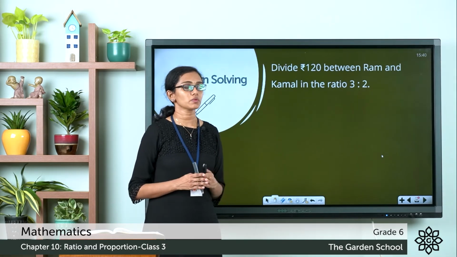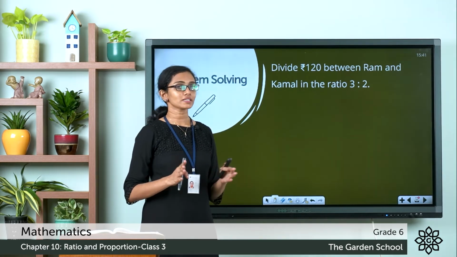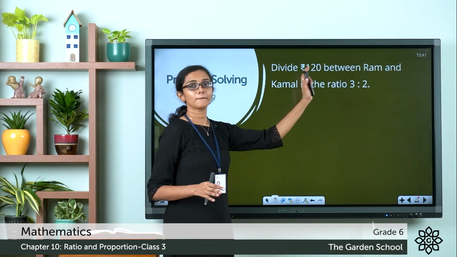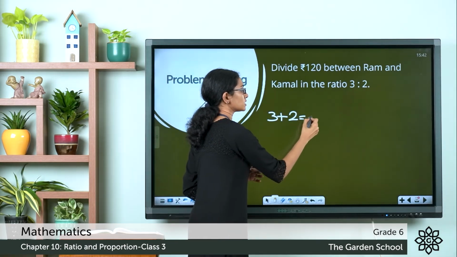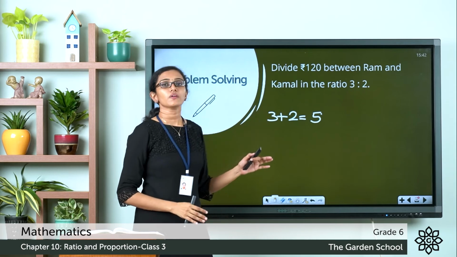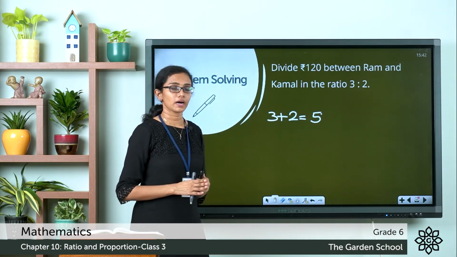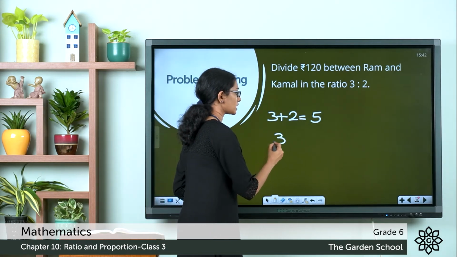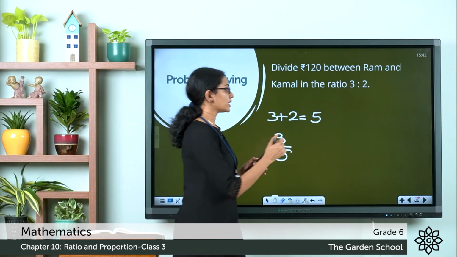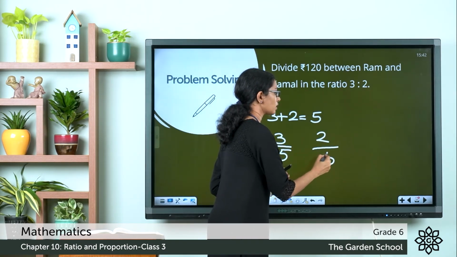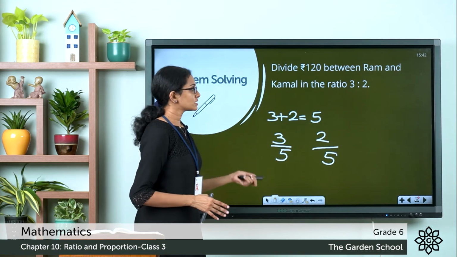So, what is the total number of parts here? The ratio is 3:2. So, the total number of parts will be 3 plus 2, and that is equal to 5. Now, this means if the total amount 120 is divided into 5 equal parts, Ram has to get 3 parts out of the 5 parts and Kamal has to get 2 parts out of the total 5 parts. So, how can we find out the equivalent amounts? Let us see the steps.